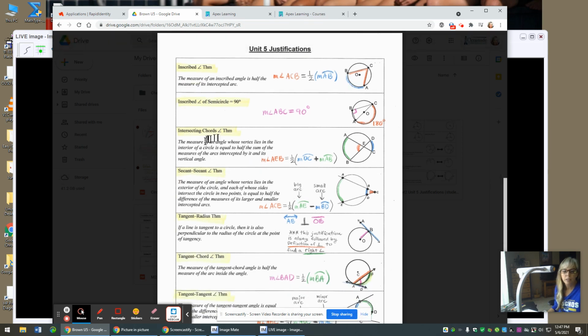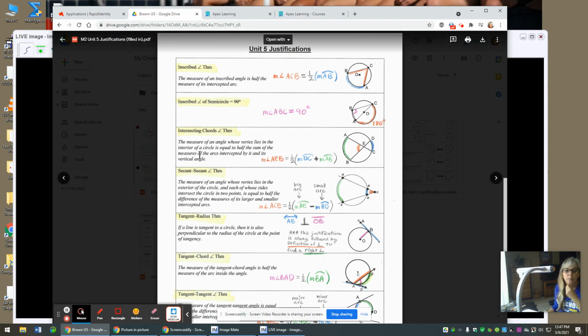And then we have intersecting chords angle theorem. This one's a bit more complicated, so here we go. The measure of an angle whose vertex lies in the interior of the circle. So we've got an angle here. They marked it with red. This angle is inside the circle. It's not the center of the circle. I mean, it could be, but it's unlikely, because if it were the center it would be much easier, since that's a central angle and it's just equal to the arc. So this is not the center. Again, vertex lies in the interior of the circle.